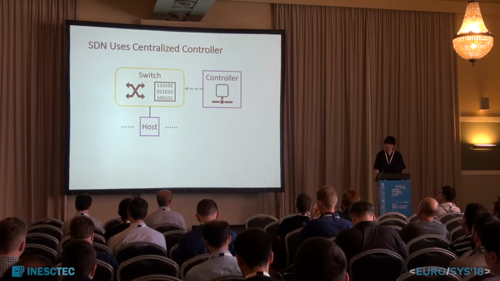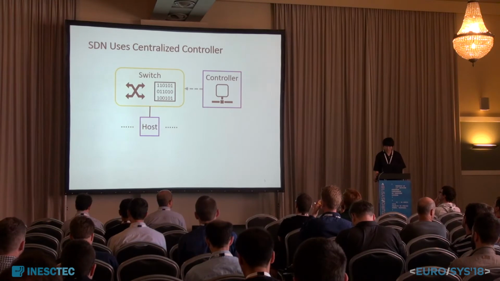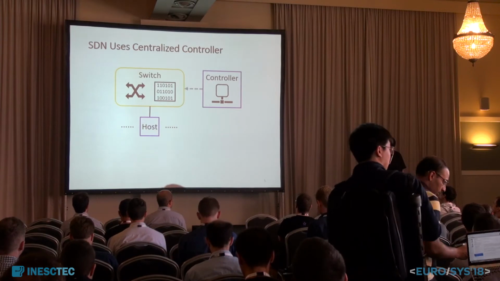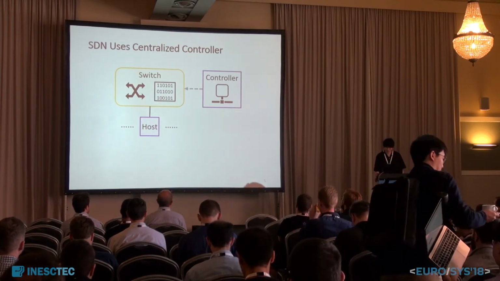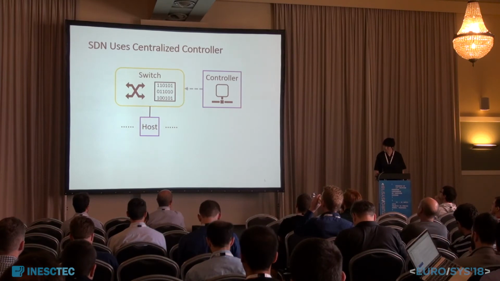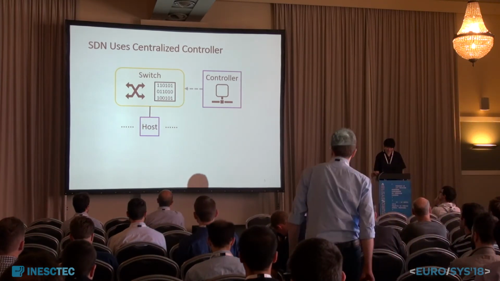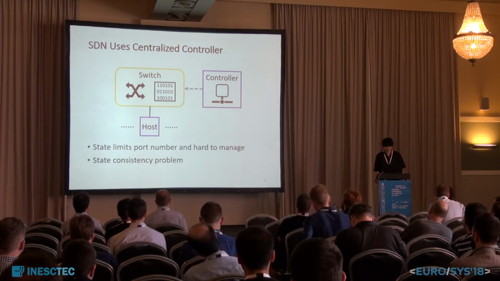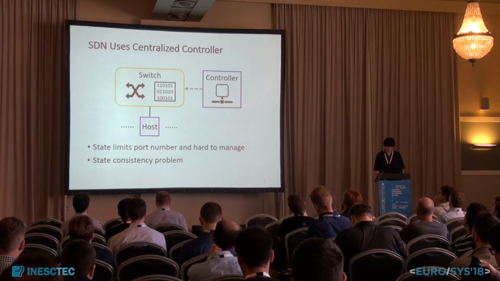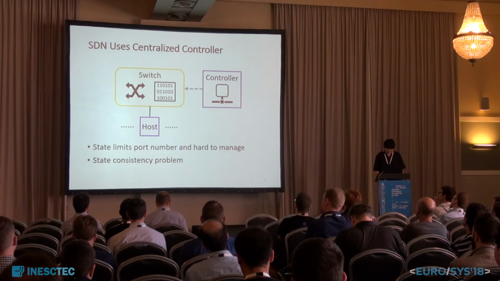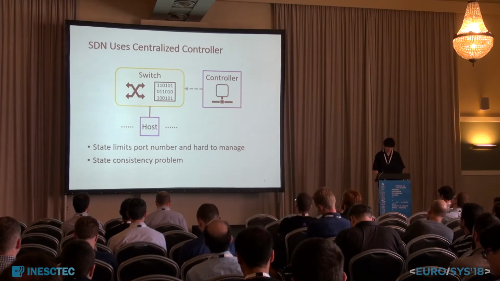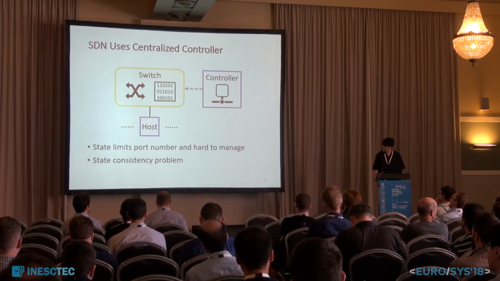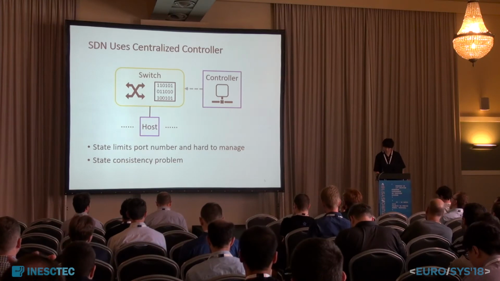Software-defined networking is an important step forward to simplify network management. It uses a centralized controller, and all the logic is put in the controller. So the switch is a little bit simpler. That is, it has the switching logic and also some states. But the state in the switch limits the port number of the switch, and it is also hard to manage. And since the controller puts states distributively among all the switches in the network, the state consistency problem exists.